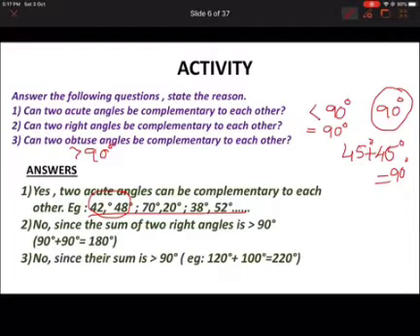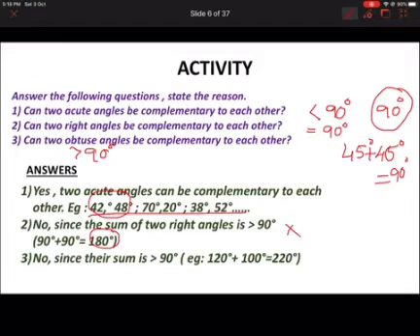Second one, no, we cannot have two right angles as complementary to each other because the sum of two angles will be more than 90 degrees. The sum of two angles should be exactly 90 degrees for them to be called complementary angles. But here clearly the sum is more than 90 degrees, because each right angle measures 90 degrees and together the sum becomes 180. So they are definitely not complementary angles.